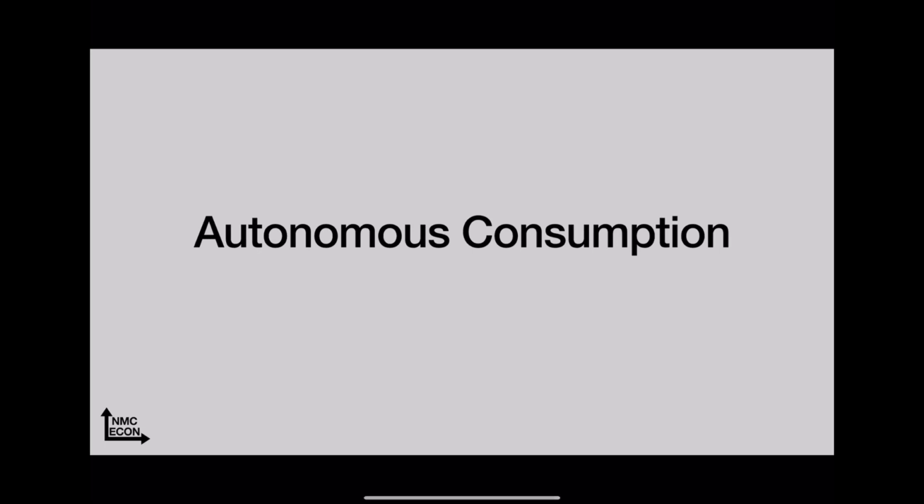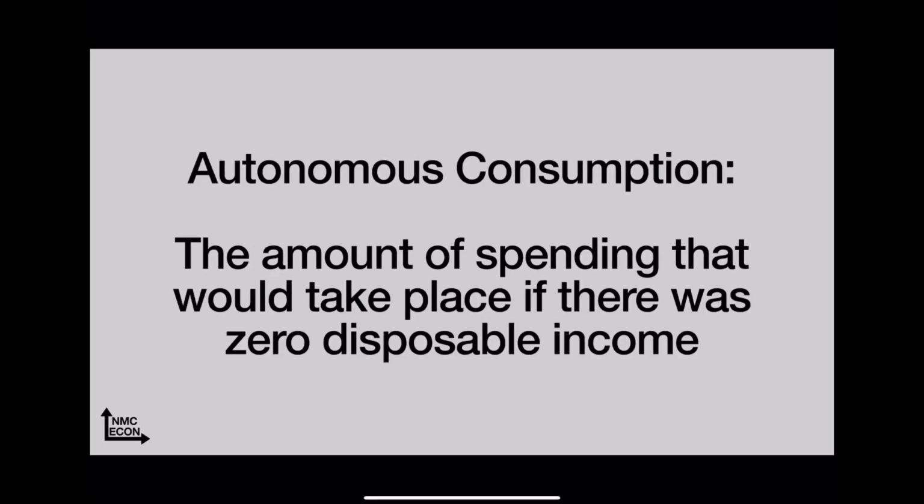Autonomous consumption. This is how much you're going to spend if you had zero disposable income. What would you spend money on if you had nothing left over? Well, that's your highest priority stuff, like your shelter and your food, your healthcare.